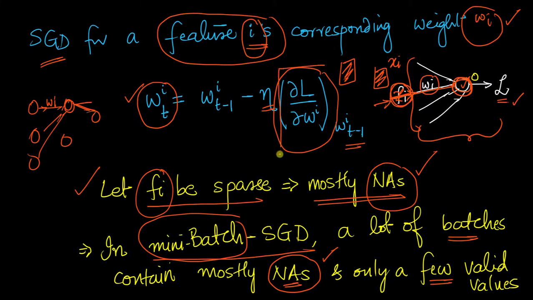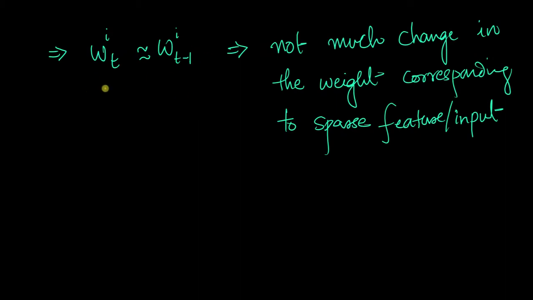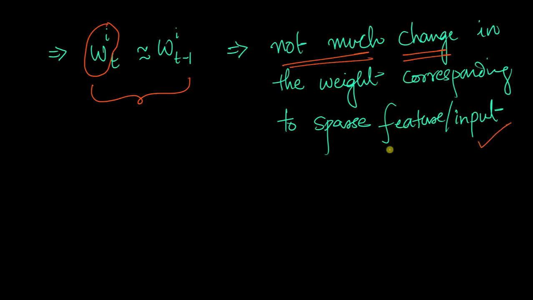If this becomes very small, because my feature or input doesn't exist, what happens? My w_t at i is the same as w_(t-1) at i. Look at this. So what happens? The weight corresponding to a sparse feature is not changing much. There is not much change in the weight corresponding to the sparse feature.